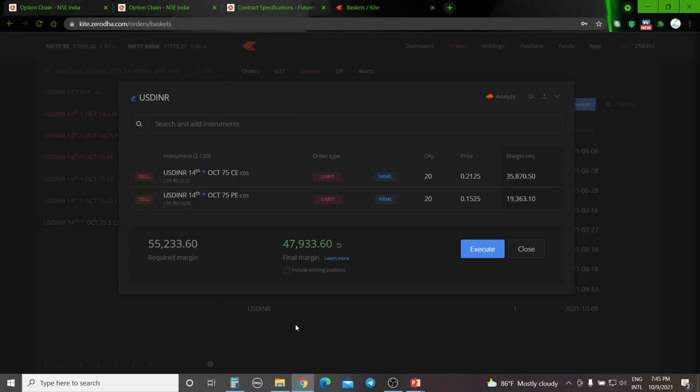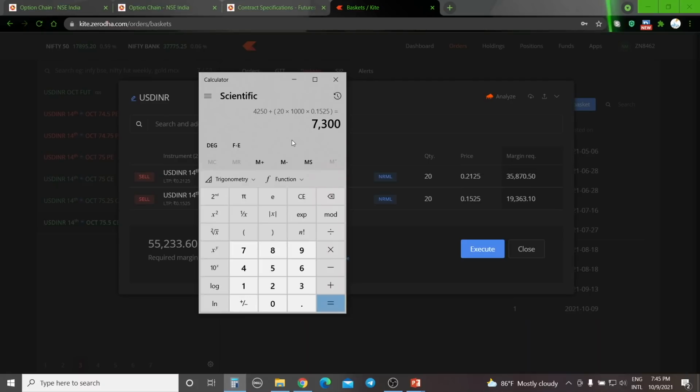So how much premium are you collecting with respect to the margin? Divide by 48,000 and multiply by 100. So you are collecting 15% of your margin as premium. This is more or less equal to 2012-2013 in our index, when per lot we needed to sell, we needed only 3,000-4,000 rupees. That kind of leverage is still available in the currency markets.